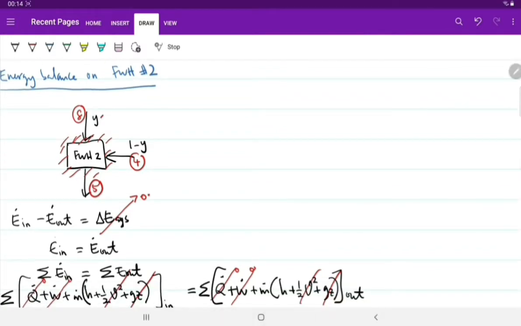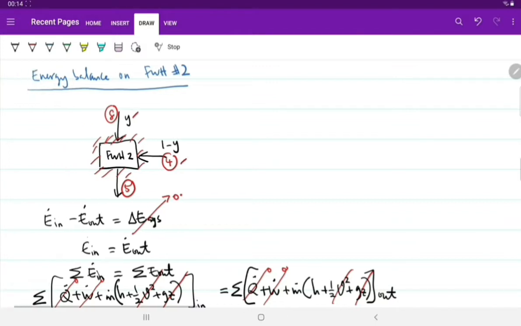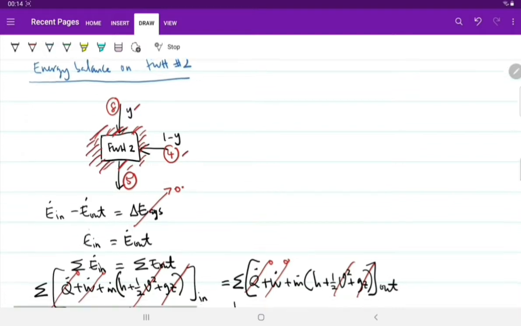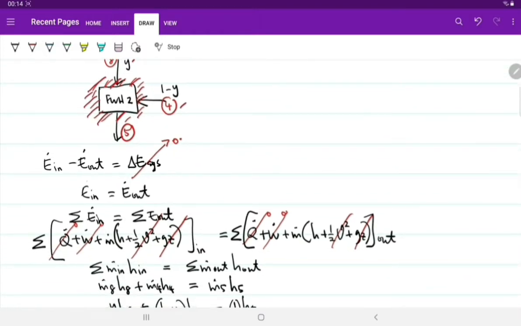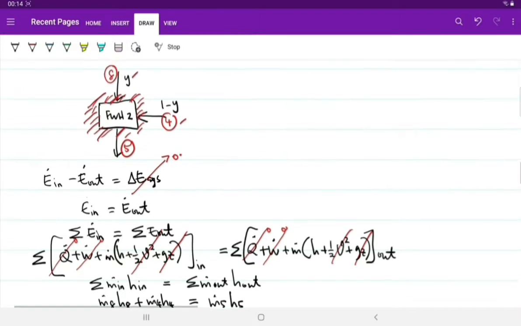So you have Y fraction through point number 8, 1 minus Y fraction through point number 4. Usually the feed water heater is insulated to prevent heat from coming out. So I just demonstrate here how we apply energy balance to feed water heater number 2.